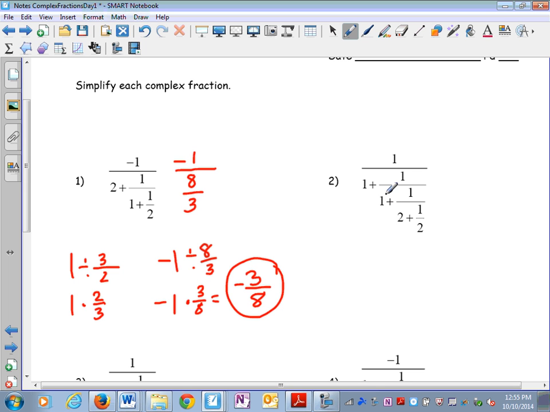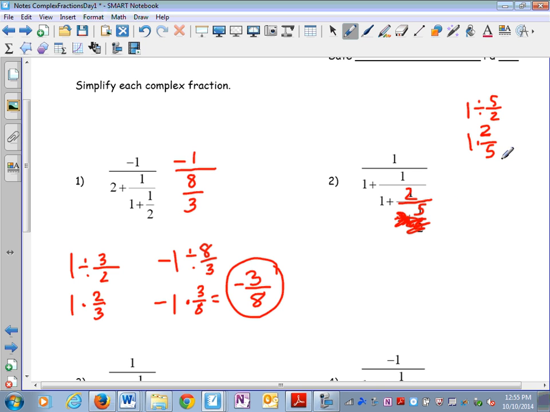Again, if you want to try example 2, go ahead and pause the video and pick back up with it when you're ready. If we start down in the denominator, 2 plus 1/2 is 2 and 1/2, which is the same thing as 5/2. So I'm just going to change that to be a 5. Now we're going to focus on the 1 divided by 5/2, which is equivalent to 1 times 2/5, which is just 2/5. So all of this is now simplified to be 2/5.